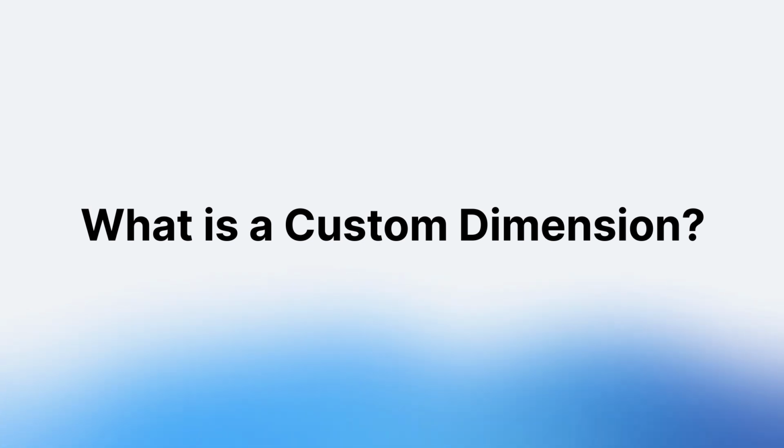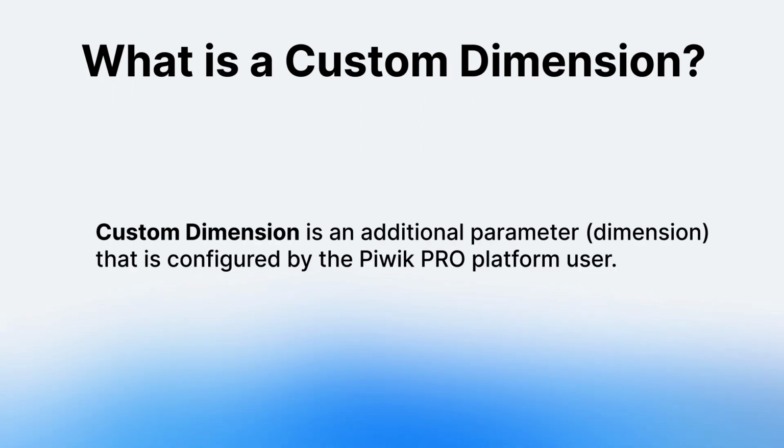An example would be a country. That is the name of a dimension, and the example values would be France or Germany or United States. Country is an example of a built-in dimension, meaning it normally collects such data out of the box. Whereas a custom dimension is an additional parameter that is configured by the Piwik PRO platform user. Additional in the sense that we will collect data for such a dimension on top of the built-in dimensions, and because we need to configure it, we call it a custom dimension.